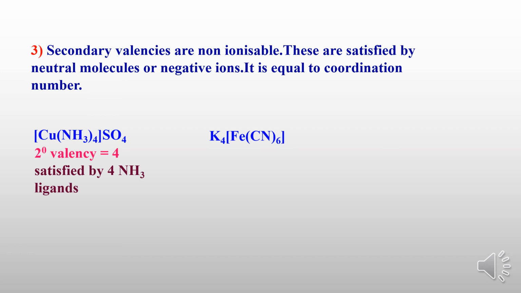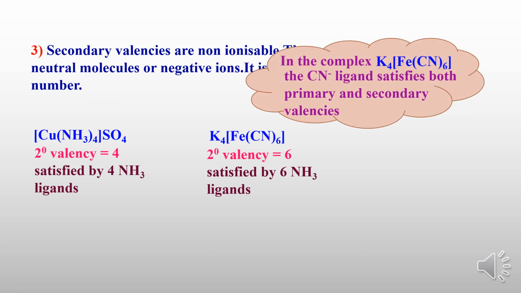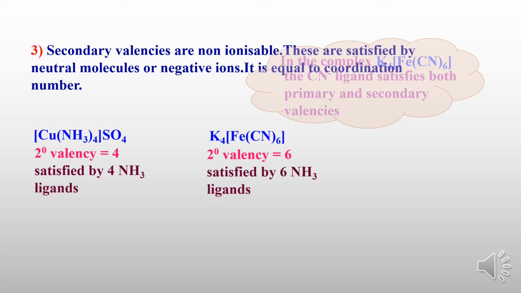In potassium ferrocyanide, the coordination number is 6. Hence the secondary valency is 6. How does this 6 come? The negative ligand is cyanide. Cyanide is bonded with the metal as a monodentate ligand; 6 bonds are there. So it comes from cyanide, a negative ion. That's why ionization is not possible here. So in this complex, potassium ferrocyanide, the CN ligand satisfies both the primary and secondary valencies.